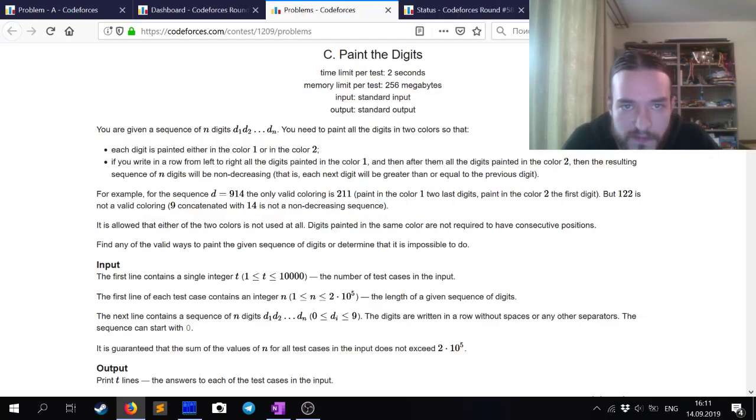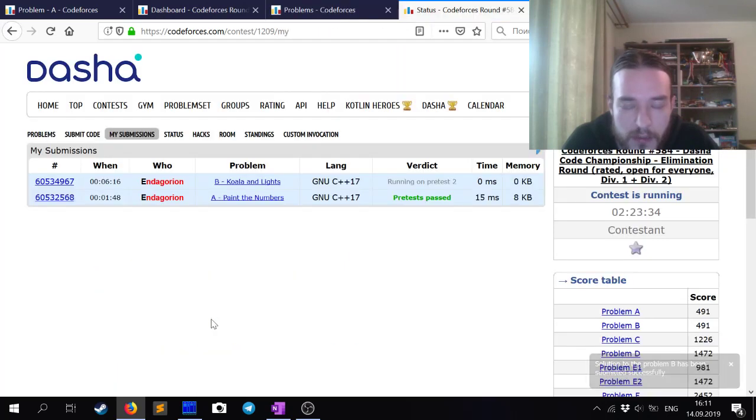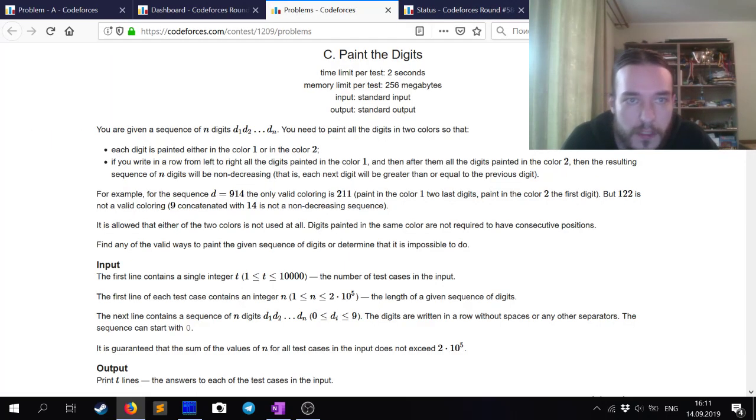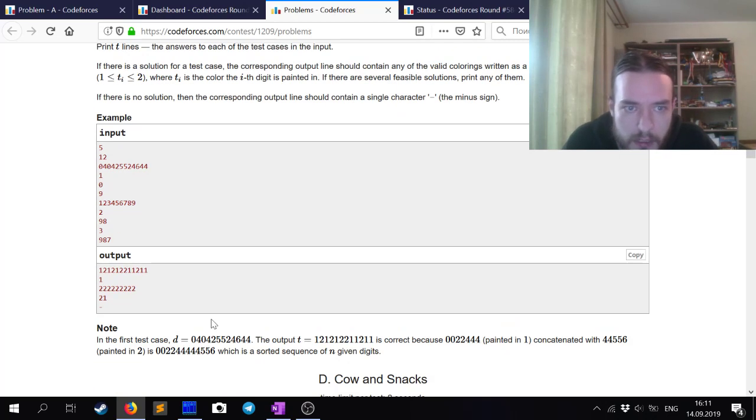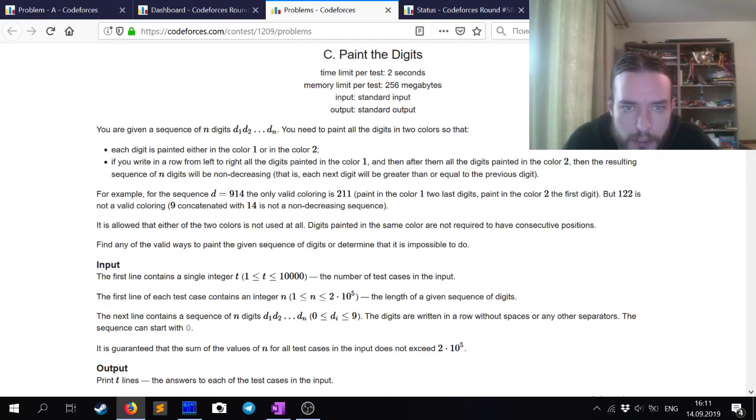We have a sequence of digits. And we need to paint all digits into colors. So that seems to work. Okay. So basically, yeah, we have to find any way to do this. Okay. There is a multi-test. Sure.